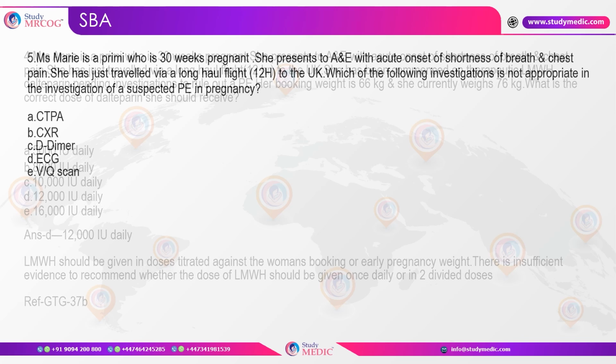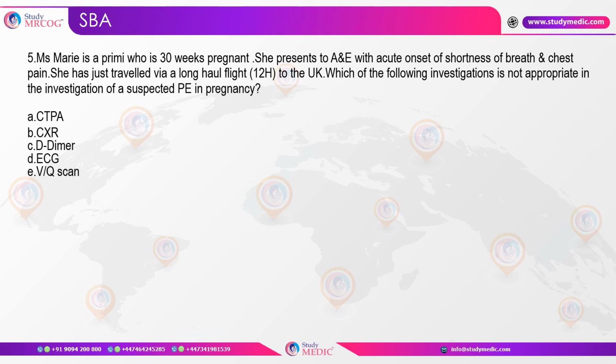Now the same lady, who is 30 weeks pregnant, has presented to the A&E with acute onset of shortness of breath and chest pain. She has just travelled by a long haul flight to the UK. Which of the following investigations is not appropriate for a suspected pulmonary embolism in pregnancy? The choices are a CTPA, chest X-ray, D-dimer, ECG and VQ scan. What is the answer that you have chosen?